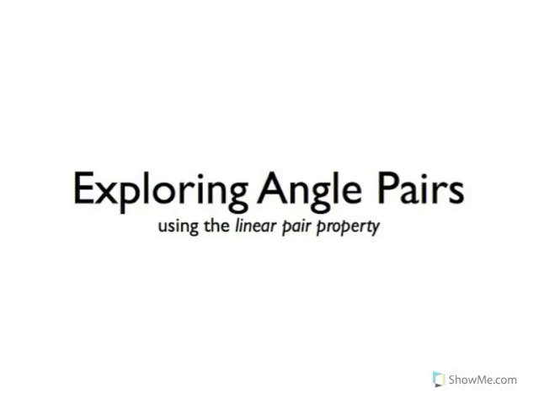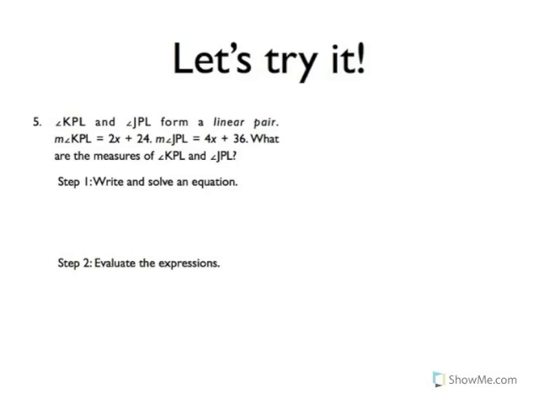And for the final part of this lesson, I just want to show you a quick example of using the linear pair property to find angle measures. So here's our problem. Angle KPL and angle JPL form a linear pair. The measure of angle KPL, you know what? Let's stop right there and draw a figure so we know exactly what's happening.